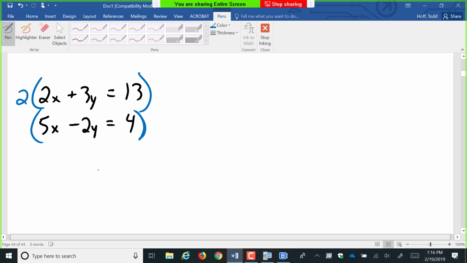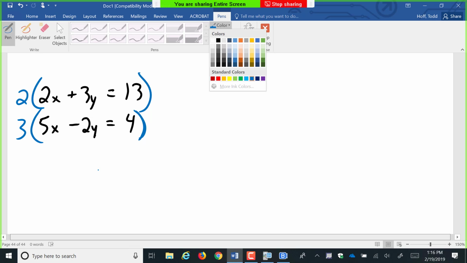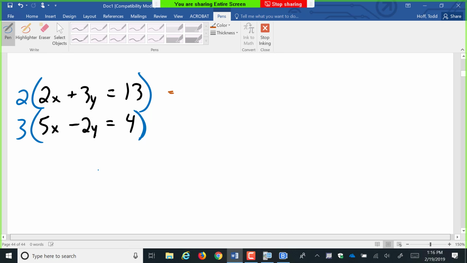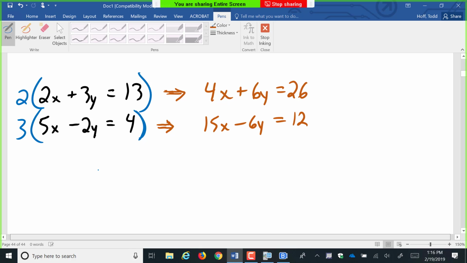Before I do that, what would I multiply the bottom one by? 3. Good. 3 times negative 2y will make that a negative 6y. So what's the top equation become? Perfect. 4x plus 6y equals 26. What does our bottom equation become? 15x minus 6y equals 12.